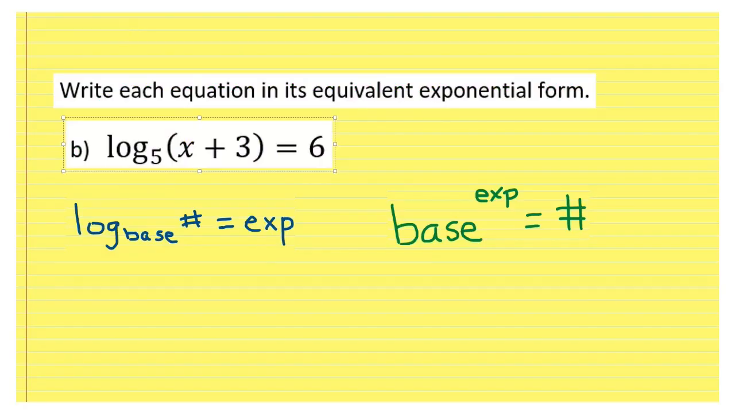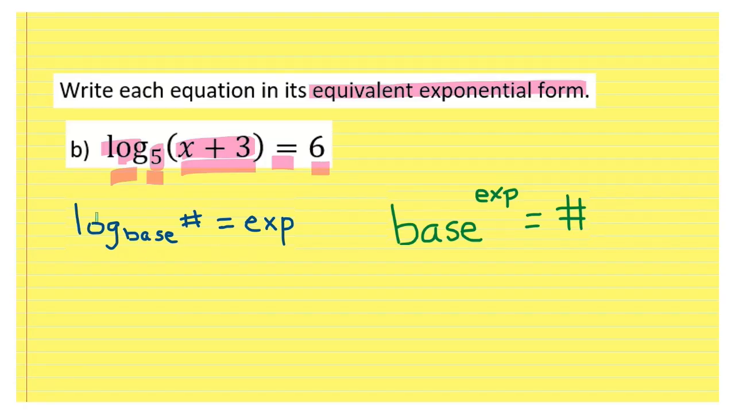Okay, the next one also wants us to write the log in its equivalent exponential form again. So our log says log base 5 of x plus 3. Remember I said that could be a number, it could be a variable, it could be an expression. This one has an expression. So log base 5 of the expression x plus 3 is equal to 6.